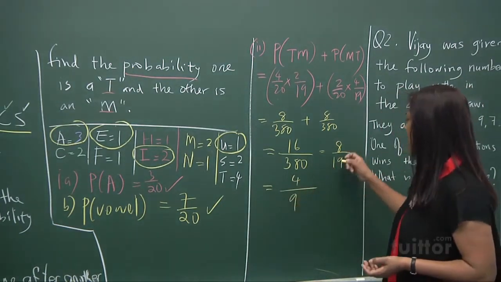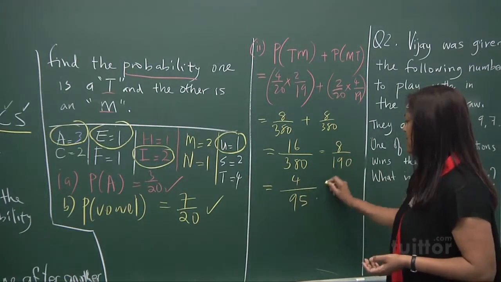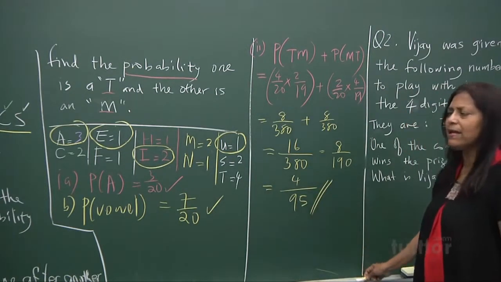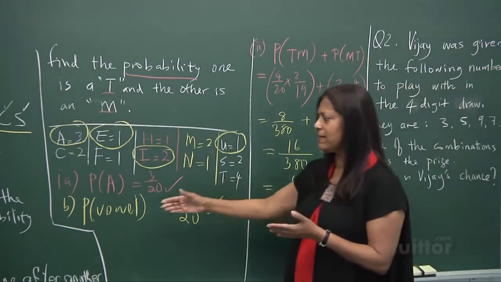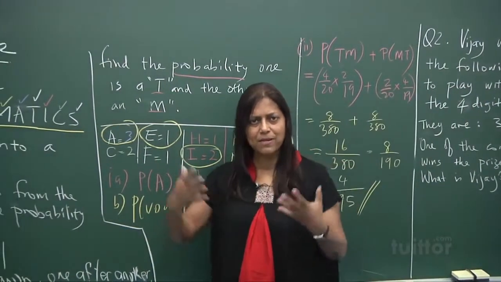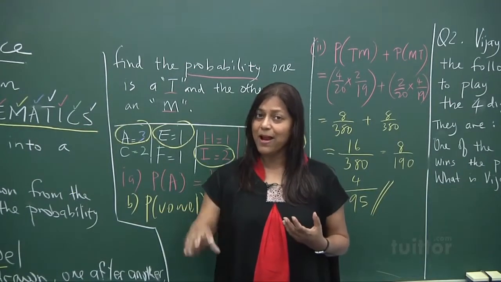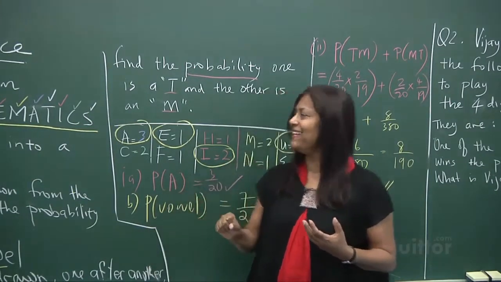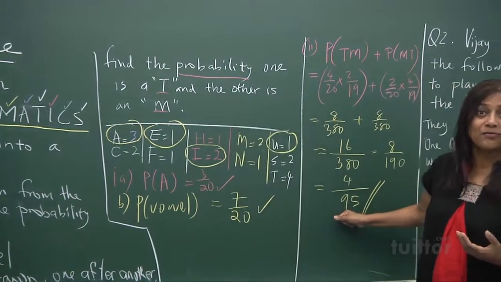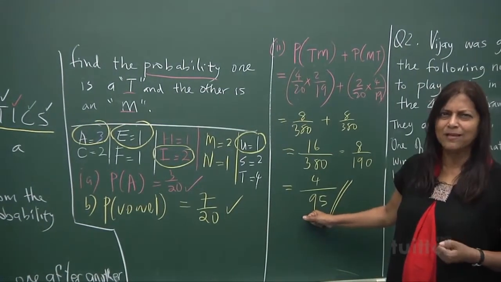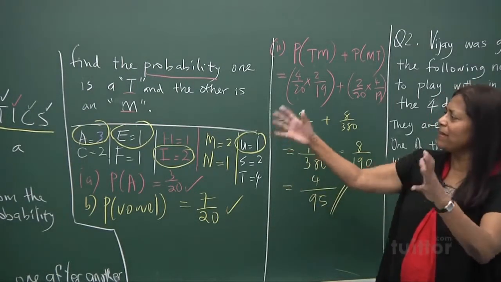This becomes a 95. So this is the probability that in this box of numbers, Jenny picking up a T and an M, or an M and a T, will be 4 out of 95. Kind of slim, right? Slightly more than 4%. Okay?